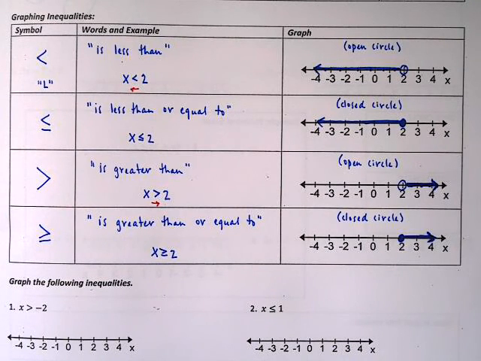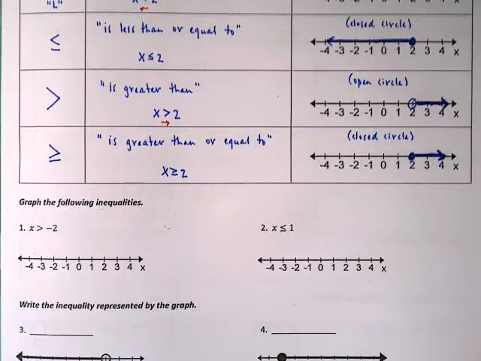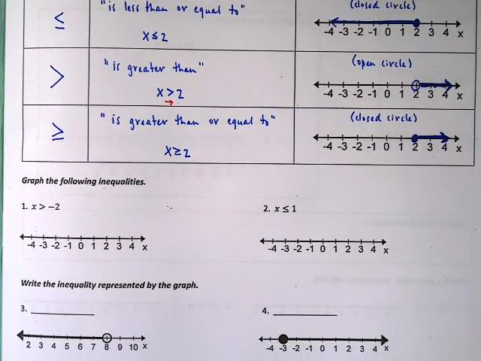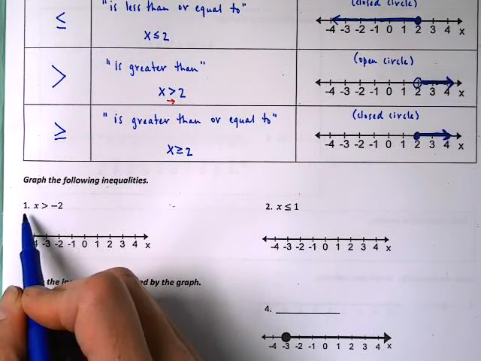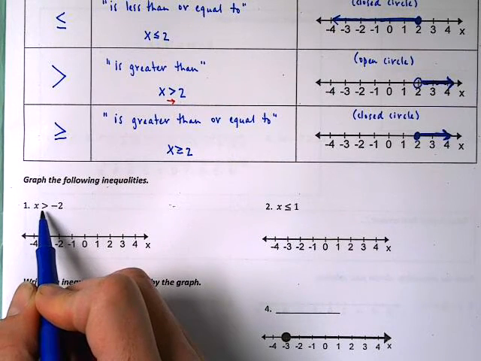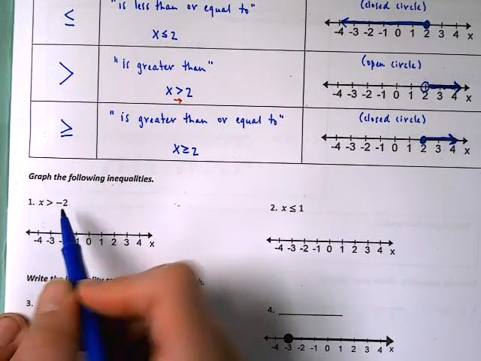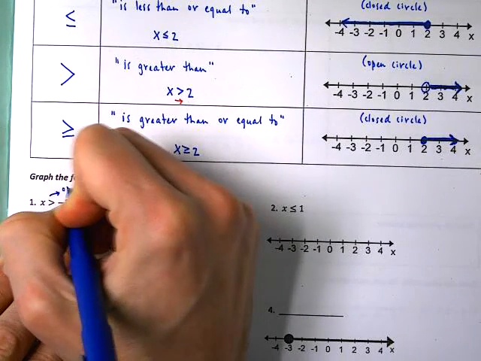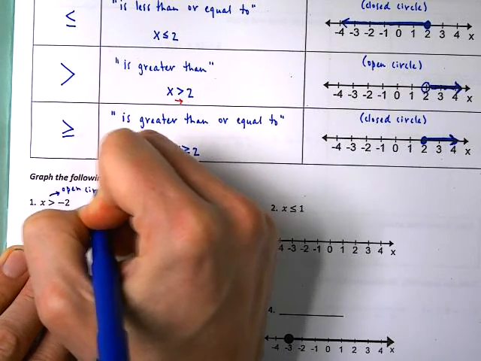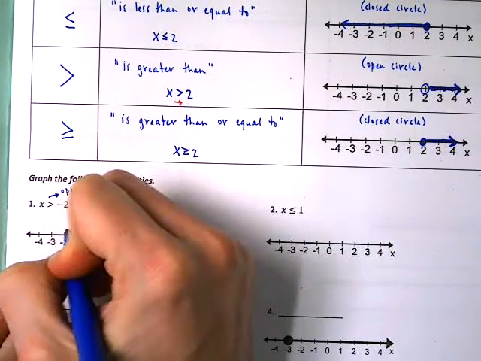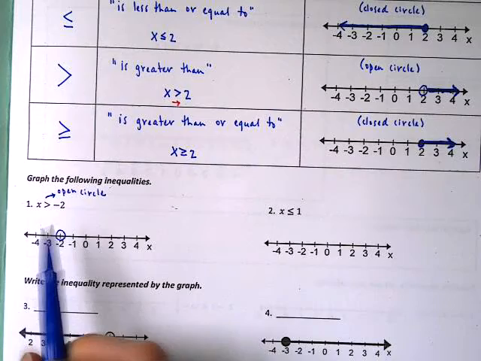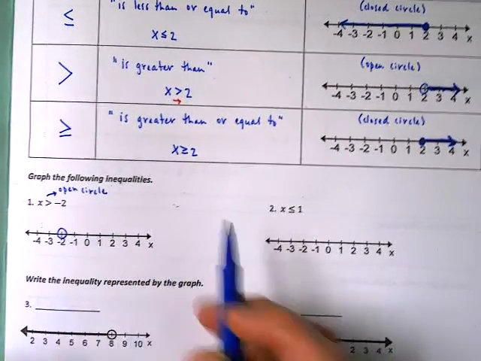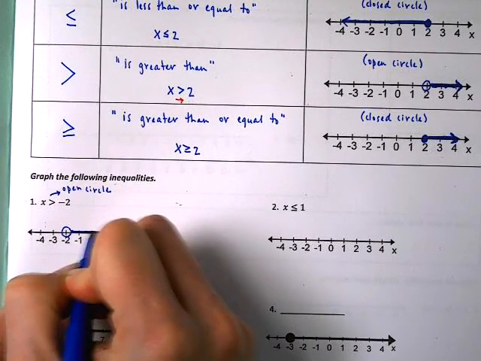All right, so a couple problems that we need to be able to do. One is to be able to graph an inequality if we're given one. So we'll just do number 1 for right now. My inequality is x is greater than negative 2. Now, since I'm strictly greater than, I know I'm going to have an open circle on negative 2. And since I know that numbers to the right of negative 2 are going to be greater than negative 2, I'm going to shade to the right.